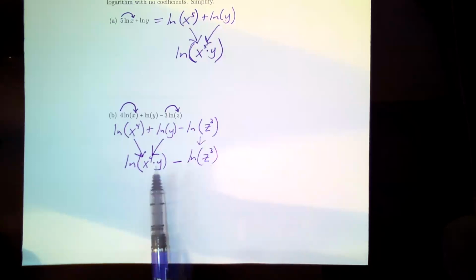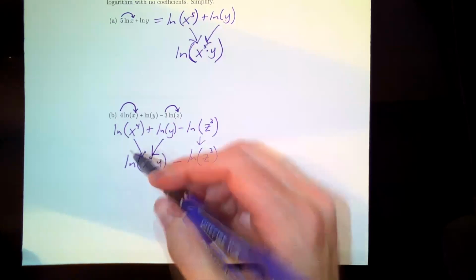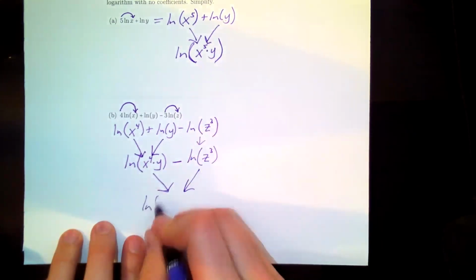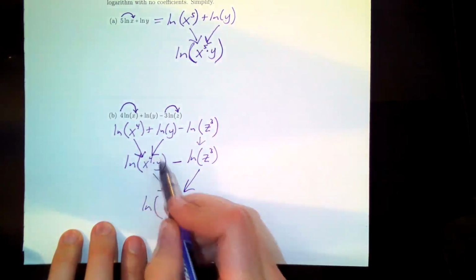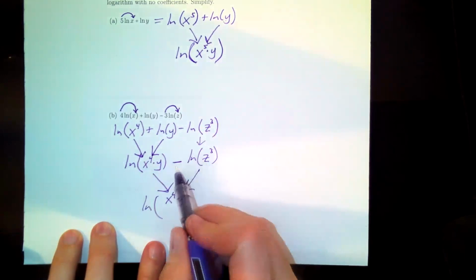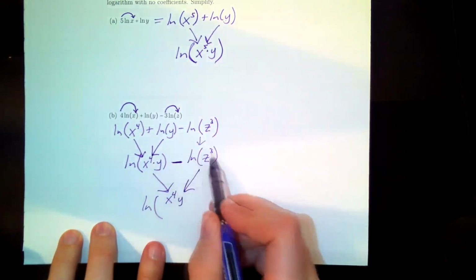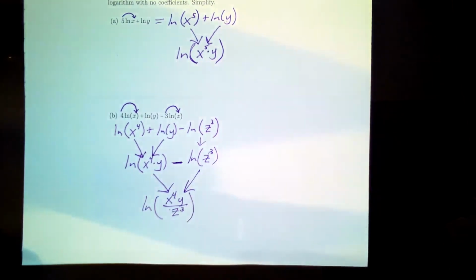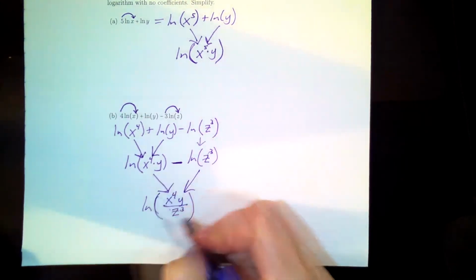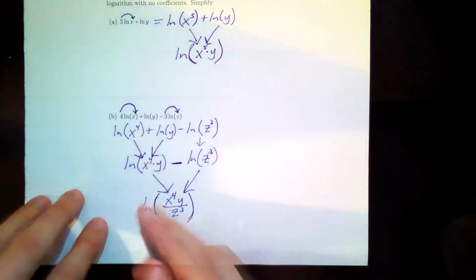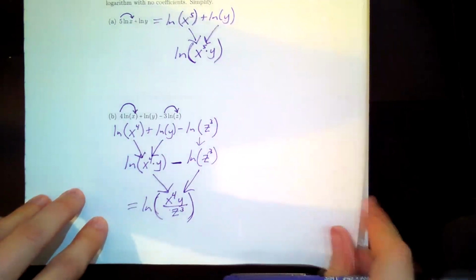Now for this, we go, okay, now these 2 are subtracted, which means these 2 can get squished down into a division. It becomes ln of, the first log, its argument becomes the top, and then the log that's subtracted, its argument becomes the denominator. x to the 4th y over z cubed gets squished down. 1 log with all of this inside it. And then we're done with this one. It's now compressed down into 1 log.